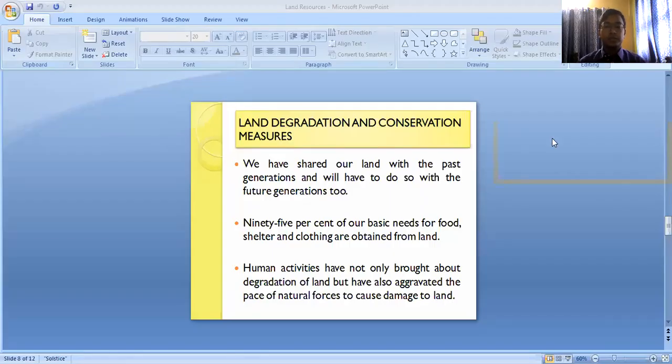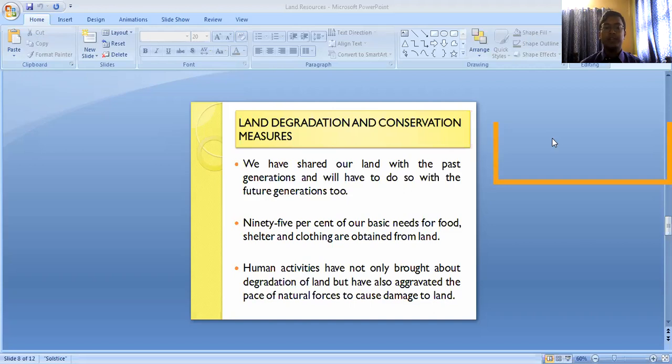Okay, so students, I'm going to discuss land degradation and conservation measures today. Like in our previous class, that is yesterday, we discussed the land utilization categories in our country, and we came to know that the land resources of our country are used for different purposes.